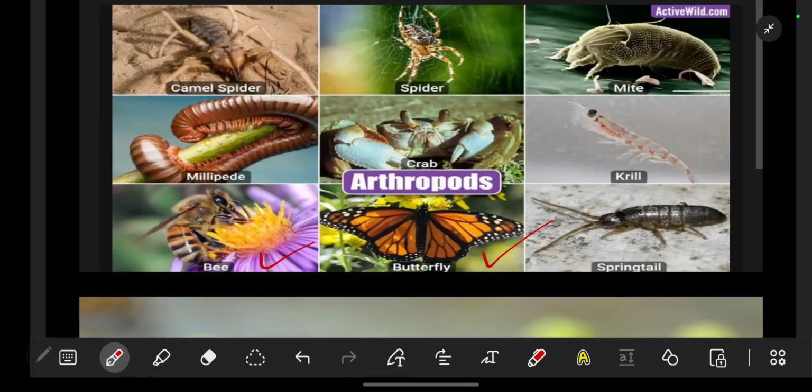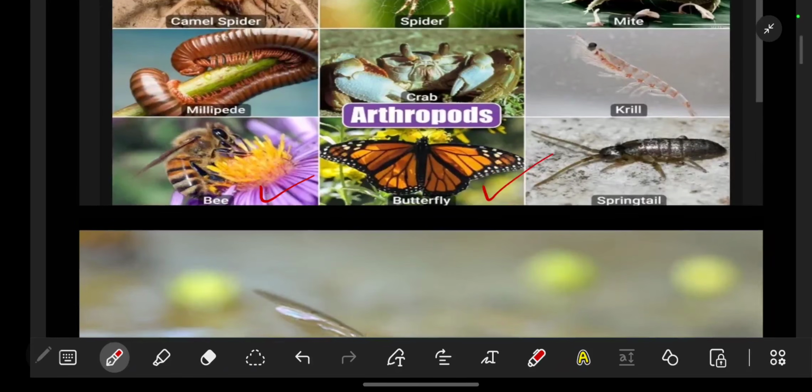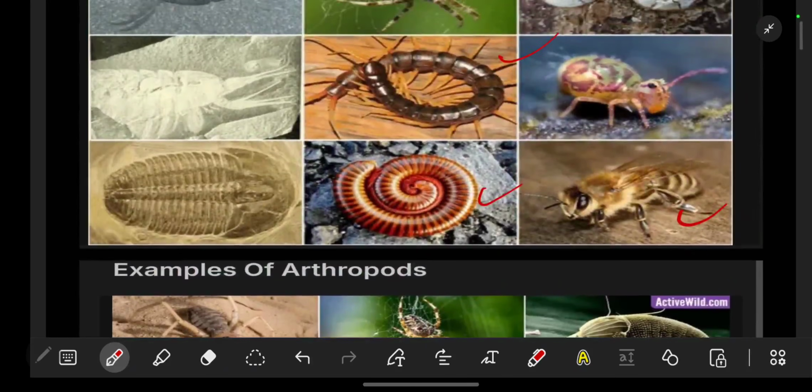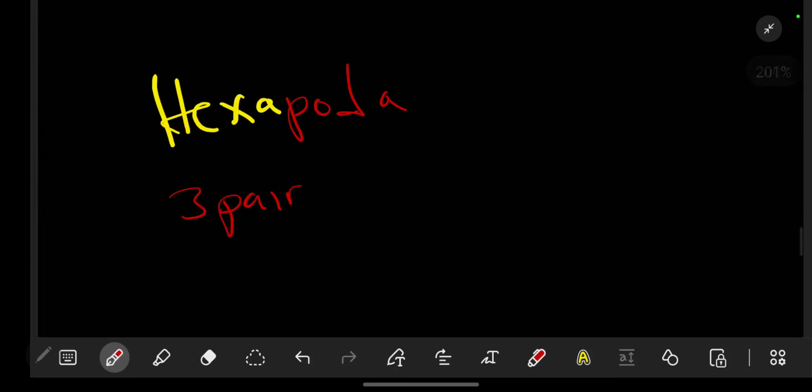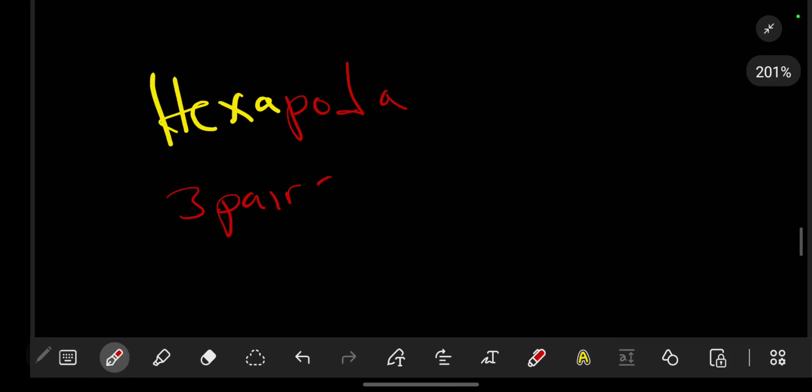So now what are they made up of? The class Insecta is made up of 3 pairs of legs. That's why they are called hexapoda. Remember, hexa means 6 legs. Hexa simply means 6, then poda means leg. So that's why we say that they have 3 pairs. A pair is 2 legs. So they have 3 pairs of legs. That's the characteristic of insects.